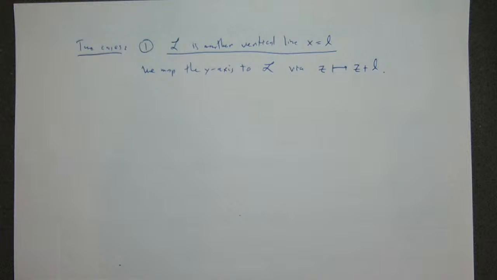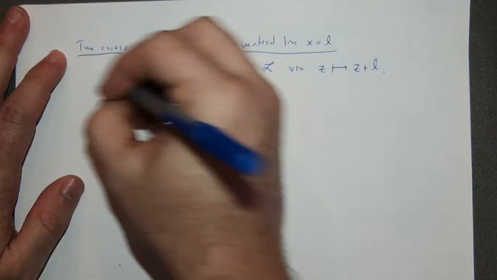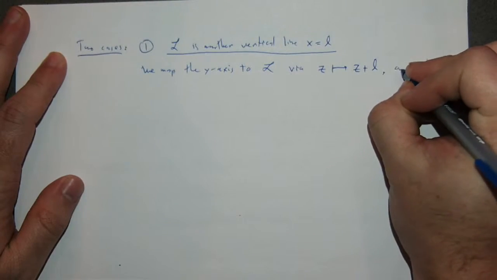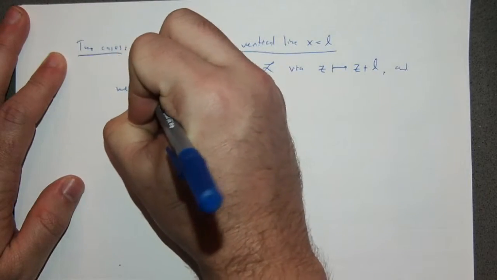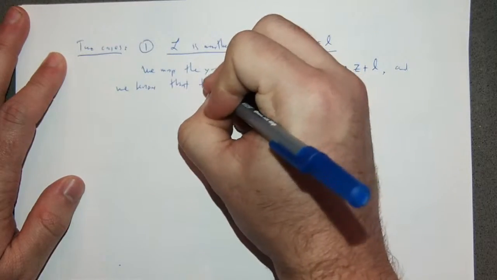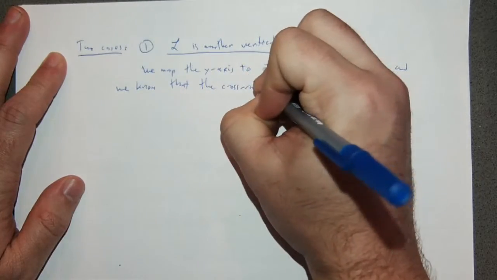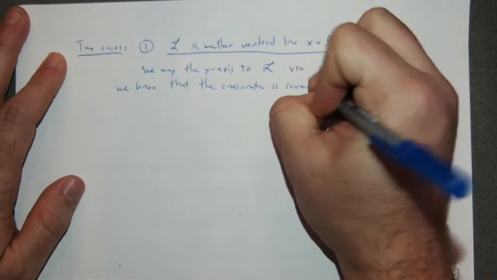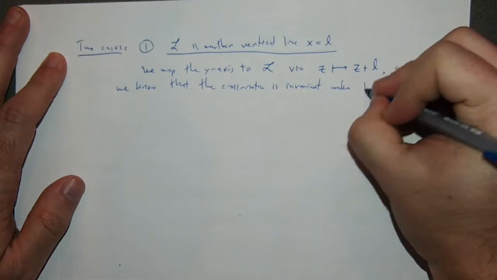Okay. Because our points P, Q, R, and S on the upper y-axis were totally generic, right? They're completely arbitrary. Then this is going to be true for any 4 points that lie on this line L. All right. So that takes care of that case. And we know that the cross ratio is invariant under this transformation.